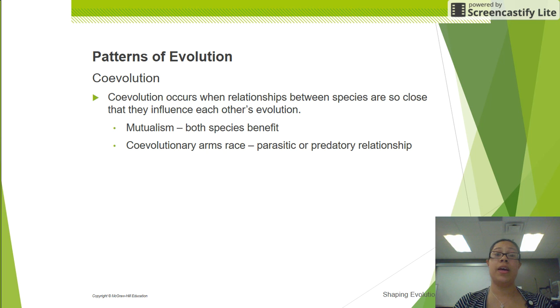Coevolution will be when two organisms are so intermingled with each other and so close to each other that they're going to influence the other one's evolution. So such as when you have a parasite or a mutualistic relationship or a predator-prey relationship, as one evolves, the other will evolve with it. So if you have the gazelles and the lion, as the gazelle gets faster and faster, so will the lion, because if the lion does not, it will not be able to eat, therefore it will not be able to survive.